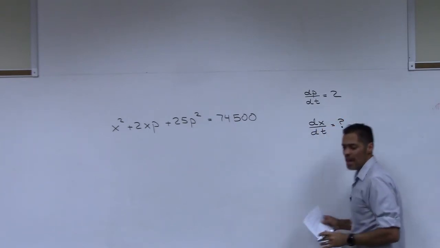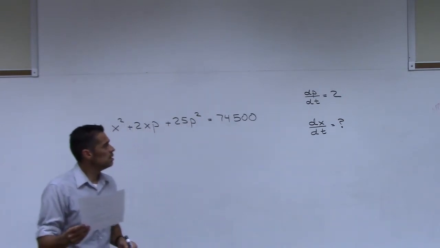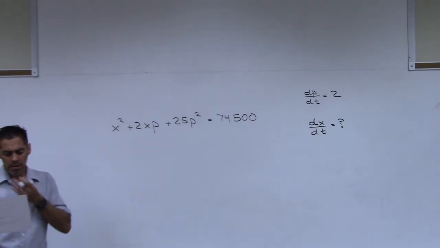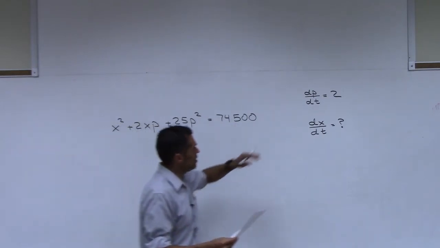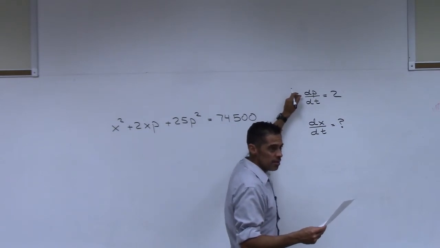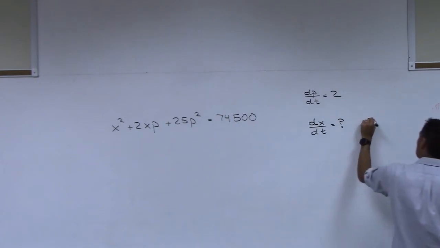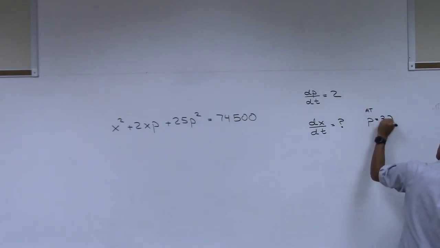Now, when is it exactly that we're talking about? This 30 has to come into play here somewhere. Is it P is 30 or X is 30? If the price is increasing at a rate of $2 per week, when the price is $30, price. So when P, I'm going to put P equals 30.